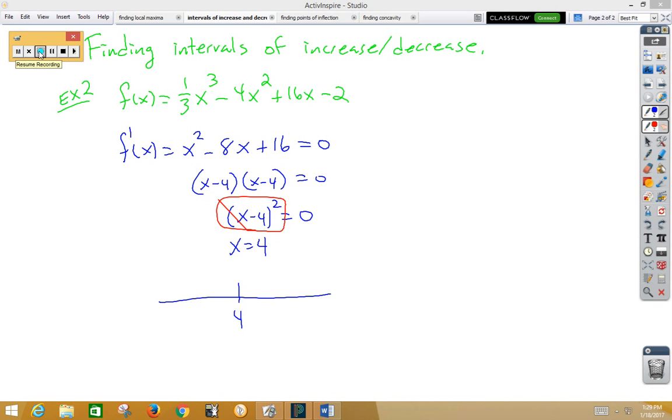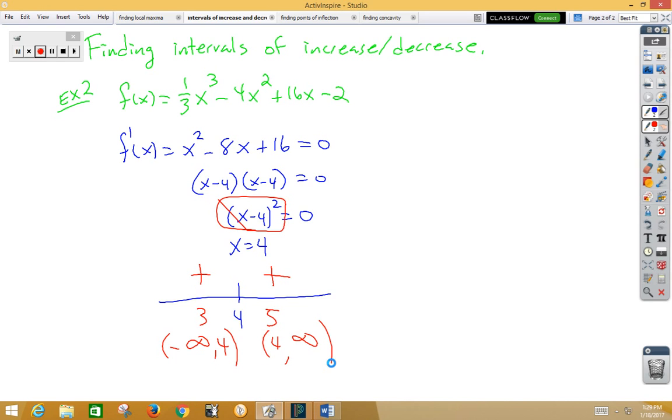Now, when we go to do our sign test, if we're paying attention, anything that's squared becomes positive. Since a squared term is always positive, we know even if we want to test left and right, our result is always going to be positive. So the interval from negative infinity to 4 is positive. The interval from 4 to positive infinity is positive. So we can go ahead and say our interval of increase is negative infinity to positive infinity, because the first derivative is positive.